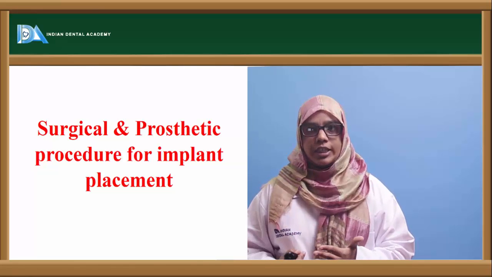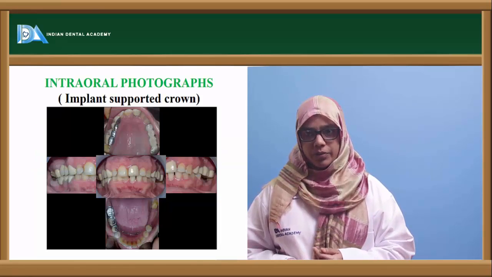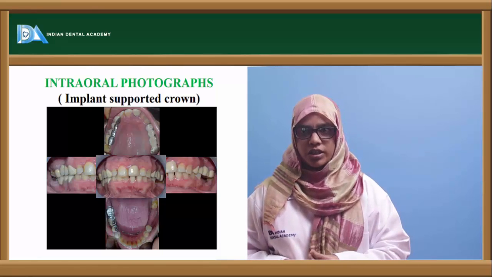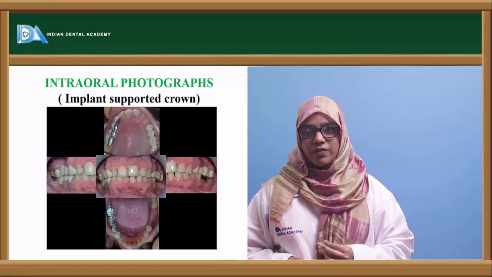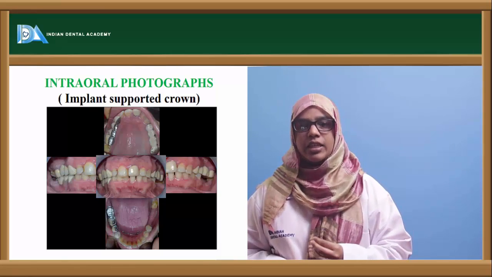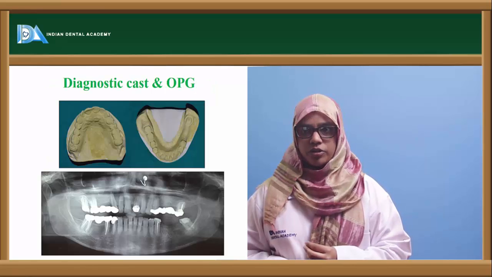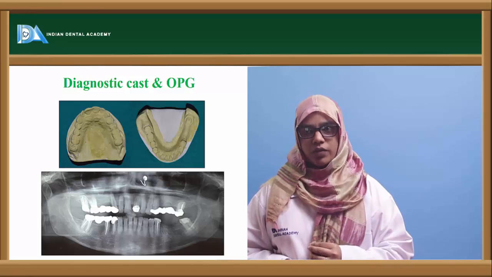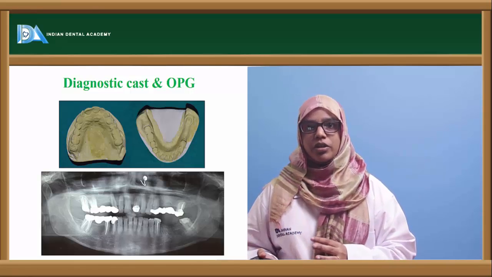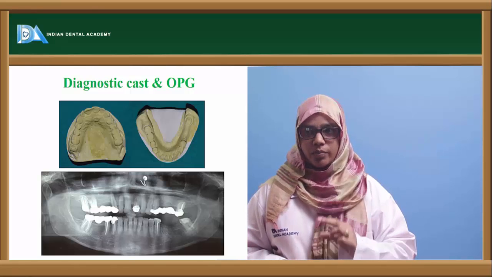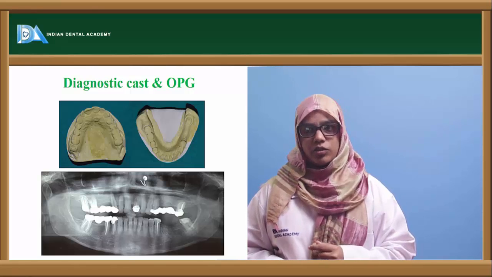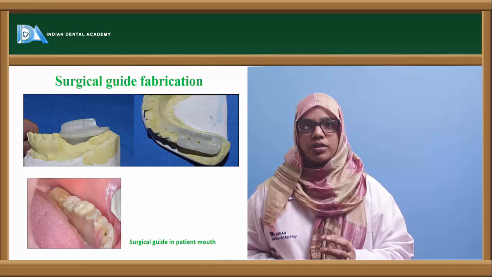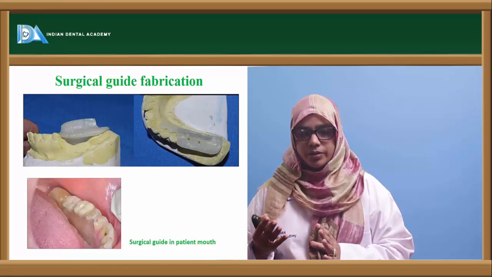Let's move on to the surgical and prosthetic procedure of the implant placement. This slide shows the preoperative photograph of the patient, wherein you can appreciate the edentulous span. On the left side of the patient, we need to replace the second and the first molar region. You always prepare a diagnostic cast and a diagnostic radiograph. This will help you to simulate the patient in your lab, and will tell you how much bone is present, the thickness of the bone and the height of the bone. Once you have prepared your diagnostic cast, you will fabricate your surgical guide on it.